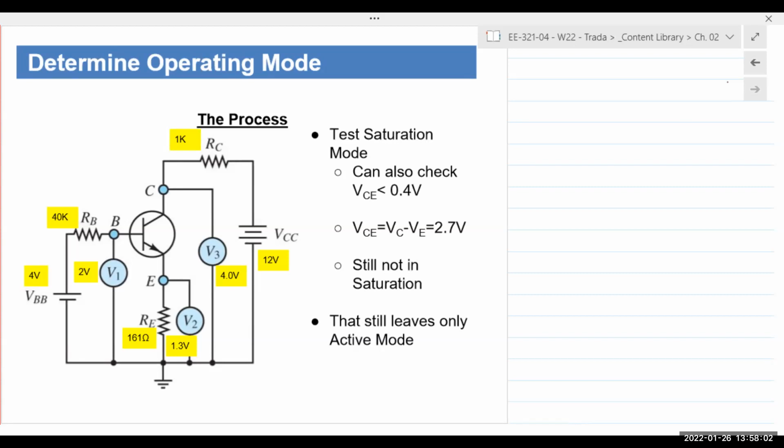Again, you have 3 modes. First thing to check is the emitter base junction, if it's reverse bias or forward bias. If it's reverse bias, then it's just cutoff. If it's forward bias, then it's active or saturation. Then you check the collector junction. Collector junction forward bias is saturation. If it's reverse, it's active. And that's it.